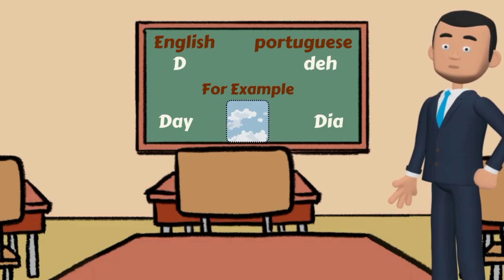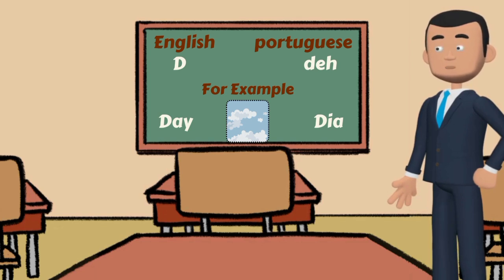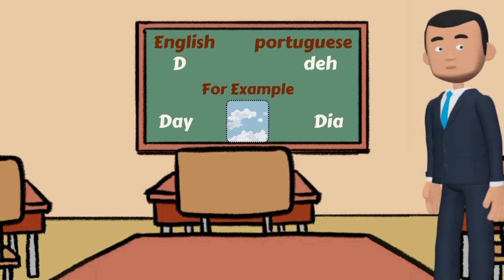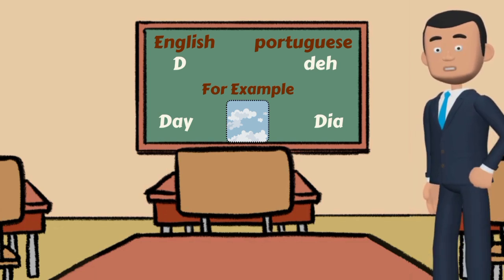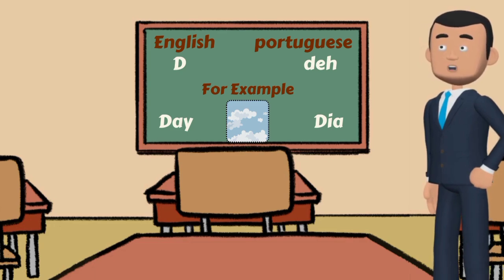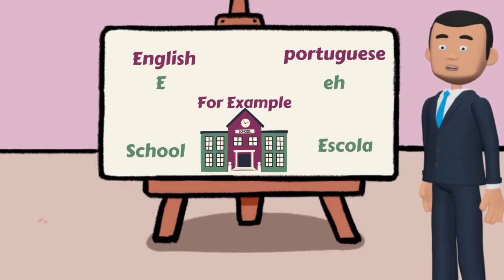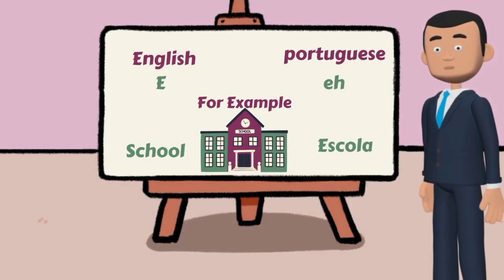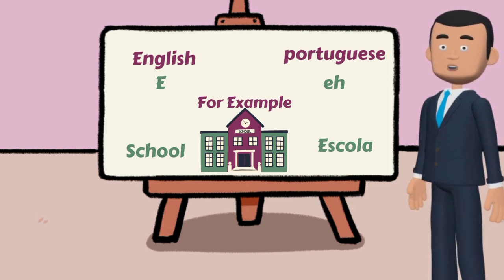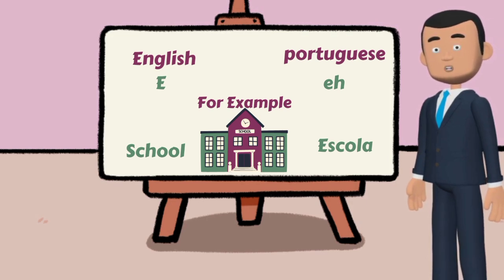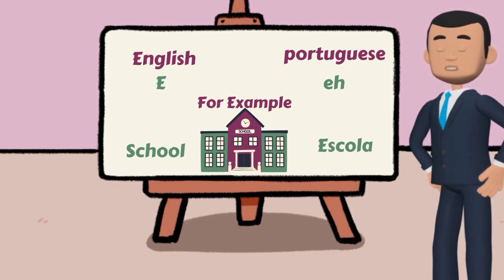In English, D. In Portuguese, dê. For example, the word dia in Portuguese means day. In English, E. In Portuguese, E. For example, the word escola in Portuguese means school.